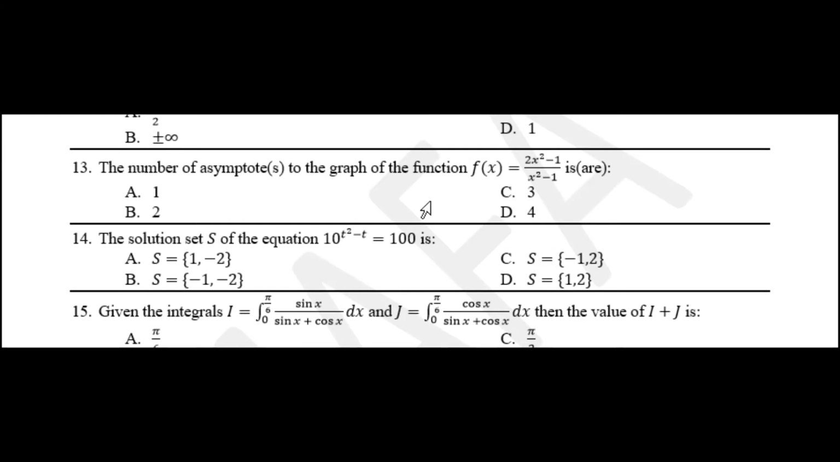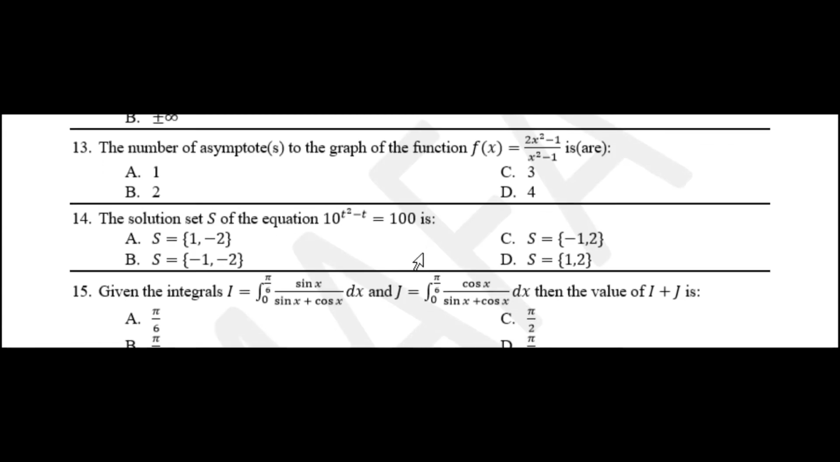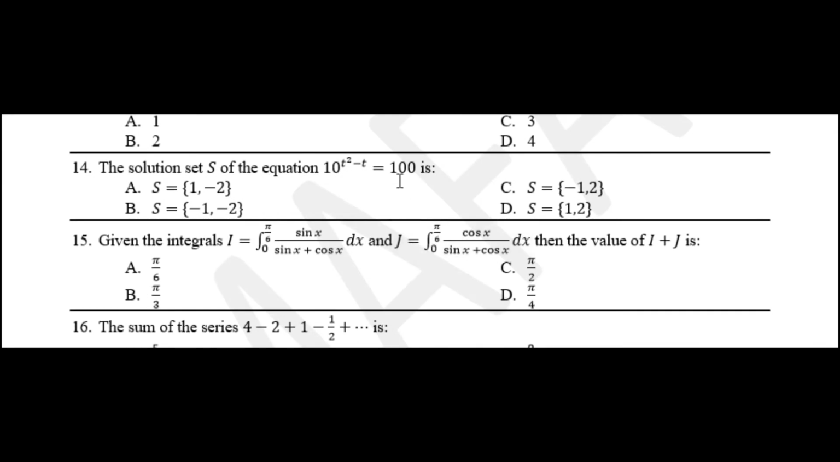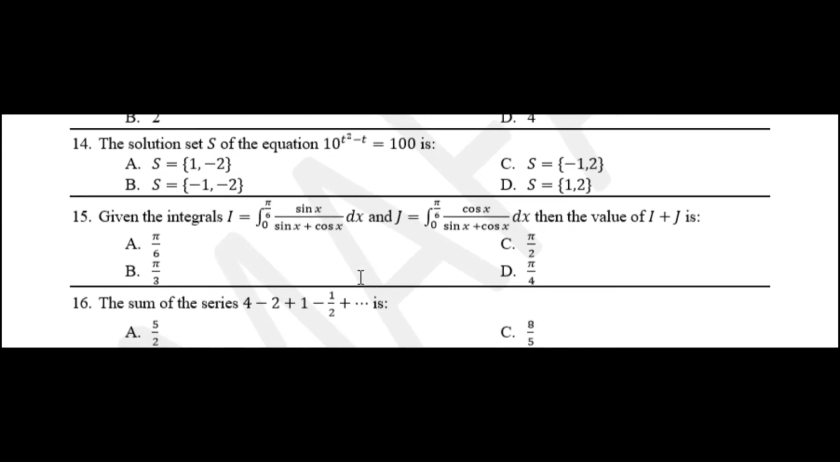Now as x squared minus 1 equals 0, x equals plus or minus 1, that's 2 vertical, so at the end we get 3. Not difficult. Number 14, you just need to take 100 as 10 squared, then equate the power since they have the same base. We find the value.